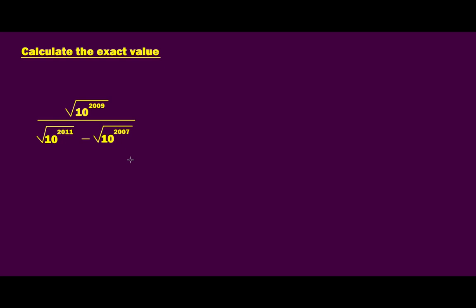So today we're going to learn how to calculate the exact value. In front of us we have a fraction with the numerator having a square root of 10 to exponent 2009, and below in the denominator we have a square root of 10 to exponent 2011 minus square root of 10 to exponent 2007.